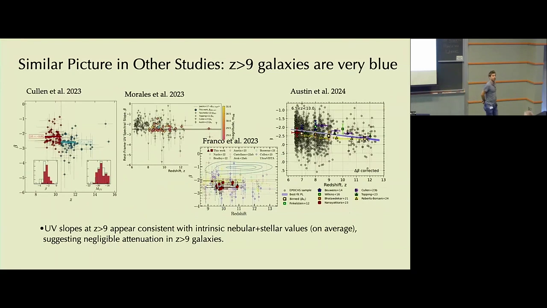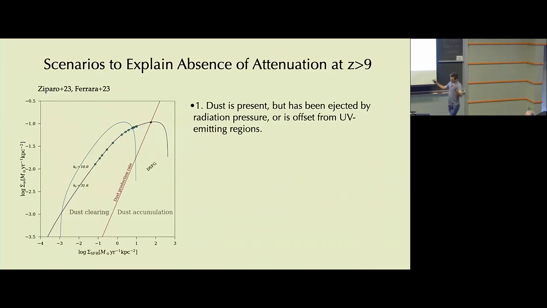Now remember, that is exactly the value that an intrinsic stellar population with nebular continuum produces. So this is consistent with there being almost negligible attenuation in these objects at redshifts 9 to 15 or so. There have been many papers discussing what this might imply.